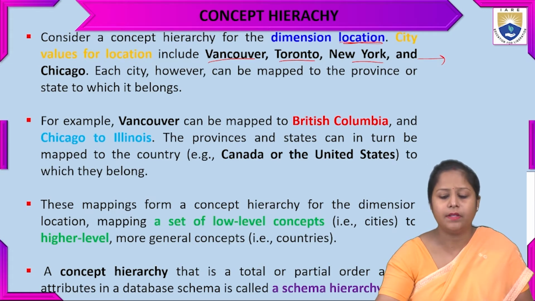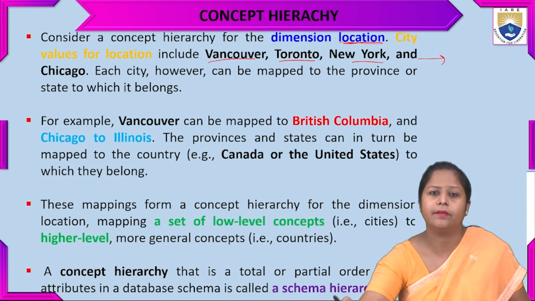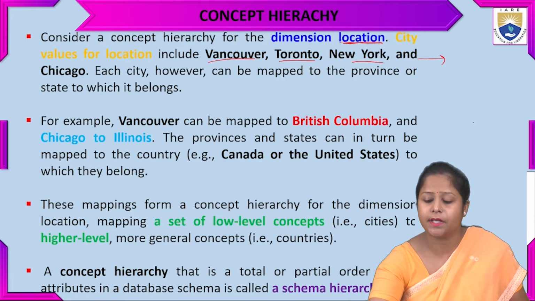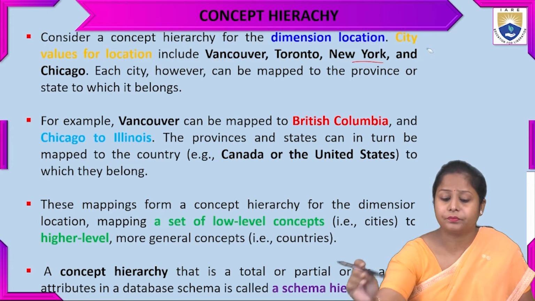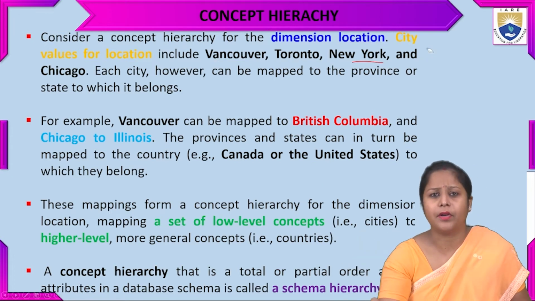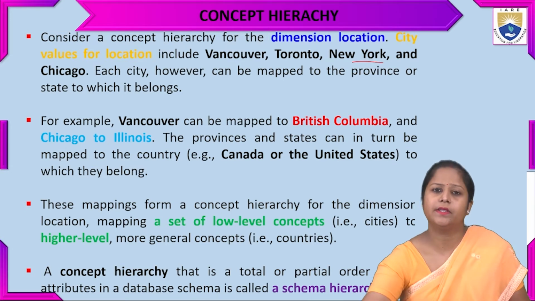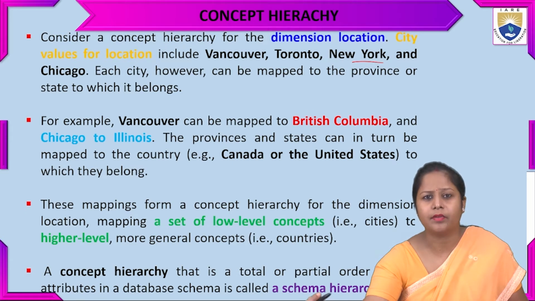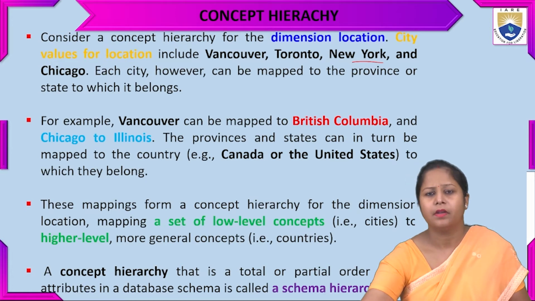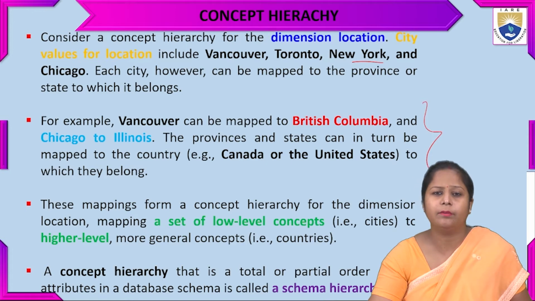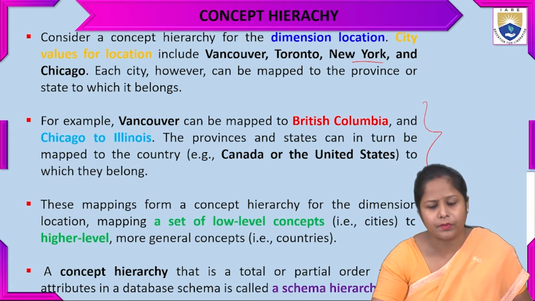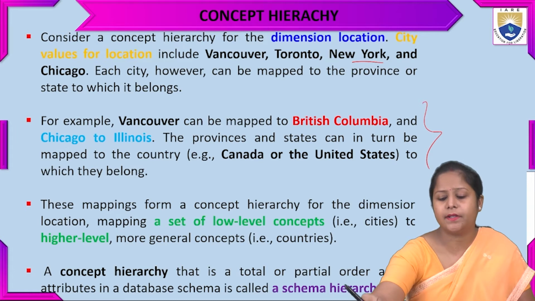For each of the city that will map to the next level. That is nothing but the states, or provinces for some of the countries. So the city, after that province, and after that country. Like that the whole hierarchy will be followed. So for example, if there is city Vancouver, that will be mapped to the British Columbia province, right?